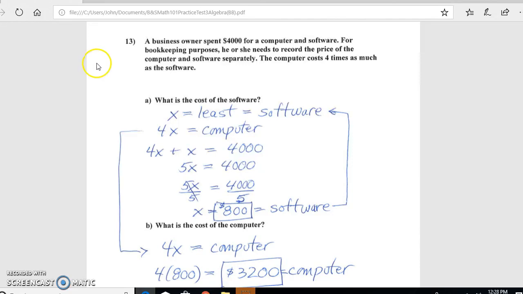The computer costs 4 times as much as the software, and letter A is asking us what is the cost of the software. Letter B asks what is the cost of the computer.